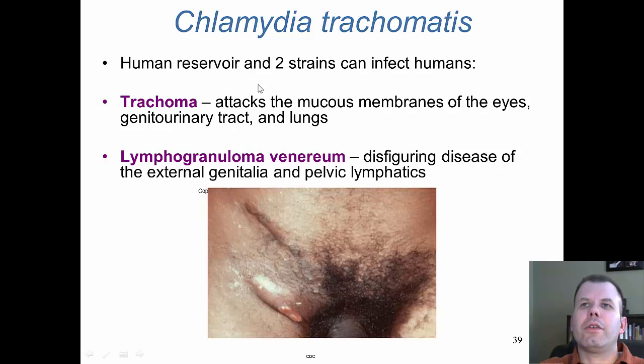Okay. Again, there are two strains that can affect us: the trachoma, which attacks the lungs, membranes, and the eye. I think we already talked about that. Another one that is out there is lymphogranuloma venereum, which is a disfiguring disease of the external genitalia and the pelvic lymphatics. Remember, there are a lot of lymph nodes in the pelvis, and so these cause the pelvis to swell, and you get these necrotic or very large lesions of the lymph nodes in the groin and genital area, and that can lead to these types of infections and scarring in those cases.